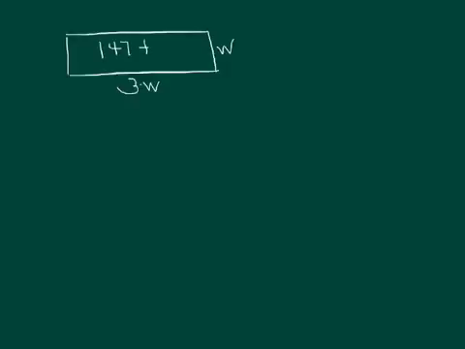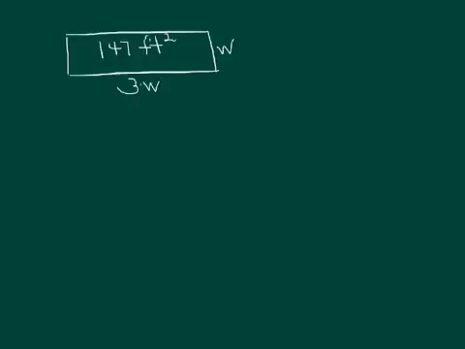Suppose we had the problem of finding the area of a rectangle, and we were told the comparison between the width and length. The length is 3 times as long as the width, so we'll just say W is our width. The length is 3 times as long. Now, if they told us that the square footage of this rectangle is 147 feet squared, the question is, what are the length and the width of this?